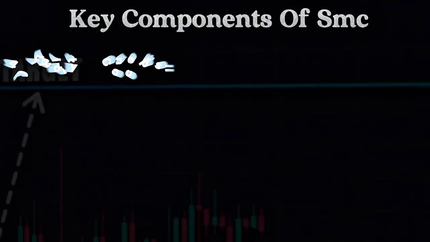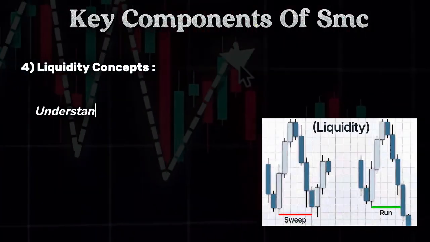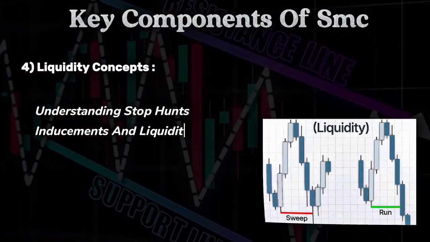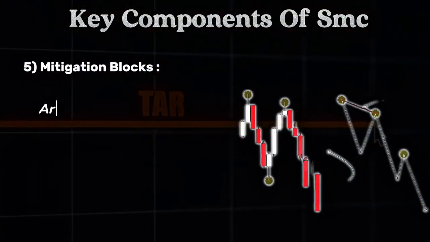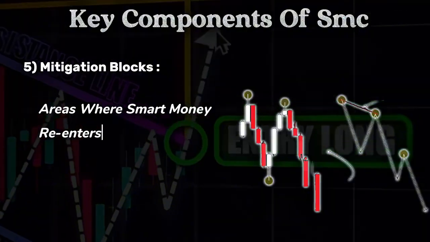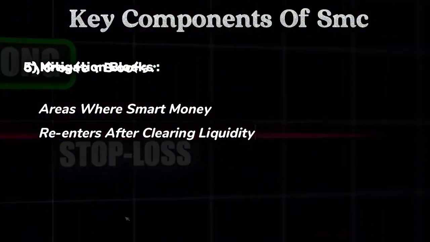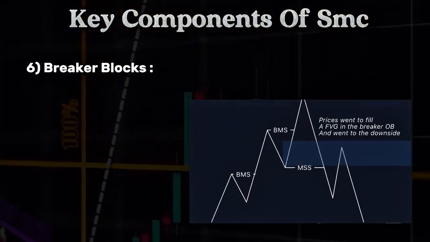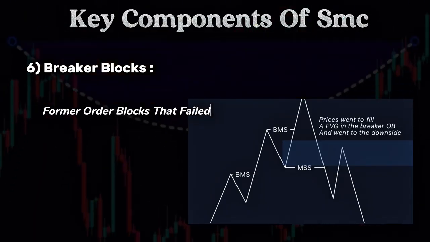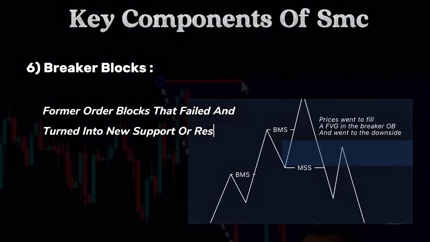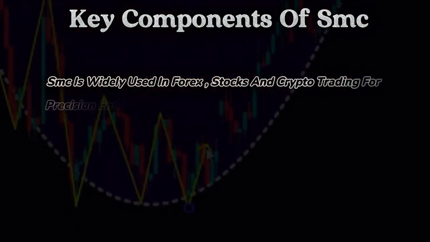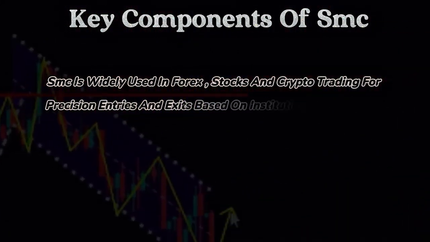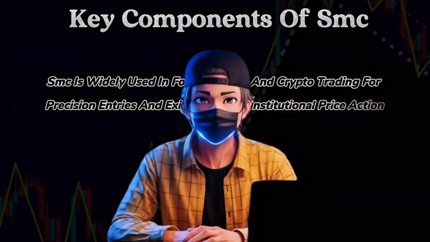4. Liquidity concepts. Understanding stop hunts, inducements, and liquidity grabs. 5. Mitigation blocks. Areas where smart money re-enters after clearing liquidity. 6. Breaker blocks. Former order blocks that failed and turned into new support or resistance zones. SMC is widely used in Forex, stocks, and crypto trading for precision entries and exits based on institutional price action.